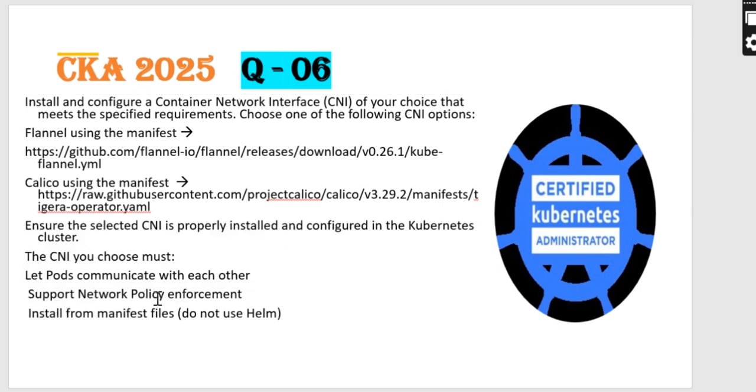So Flannel won't support this policy enforcement. So in this question, the option is only to use Calico and install from the manifest files. And they are clearly saying that do not use Helm.